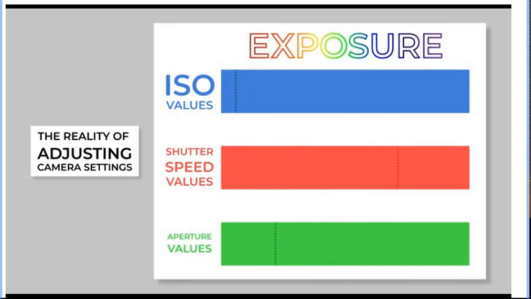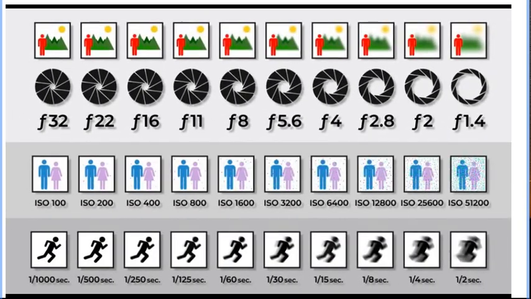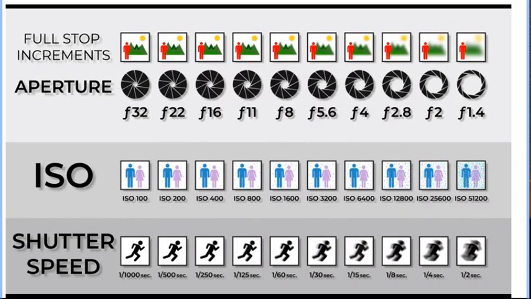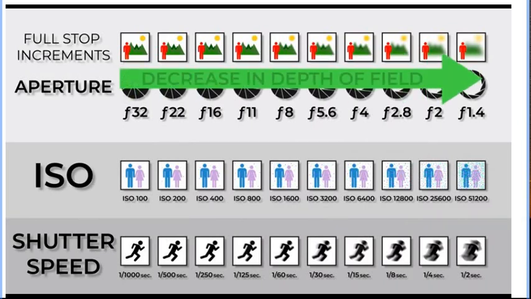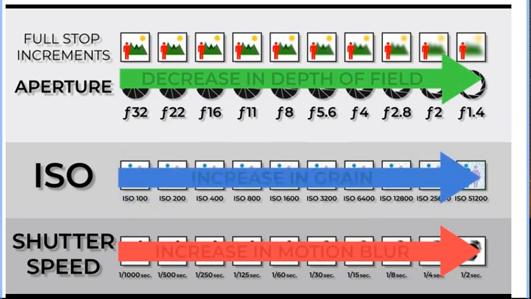Just like the example earlier, since the original settings of f8, ISO 100, and 1/250th of a second weren't suiting our creative vision, we adjusted the aperture to produce a shallower depth of field. But because we consequently let more light into the camera, we needed to quicken the shutter speed to decrease the exposure to an adequate level. On screen now are lists of full stop increments for shutter speed, aperture, and ISO. To the right, we see an increase in image exposure and a decrease in depth of field as aperture is adjusted, a decrease in motion blur as shutter speed is adjusted, and an increase in grain as ISO is adjusted.